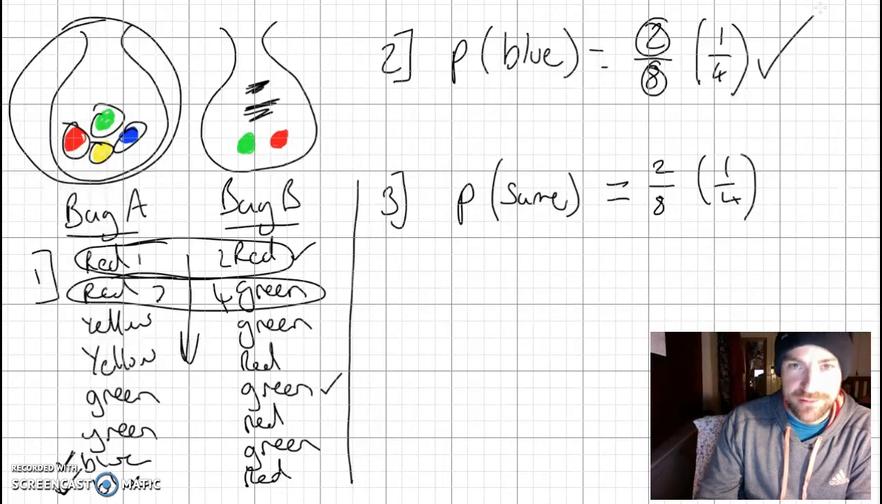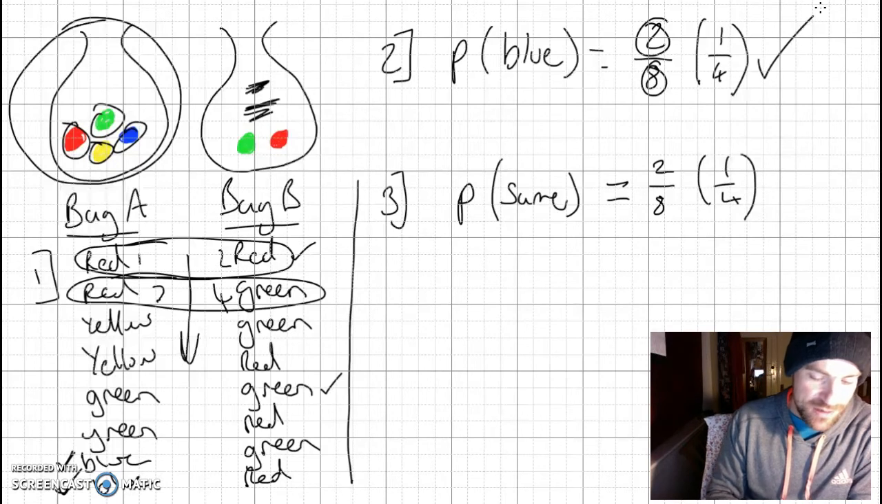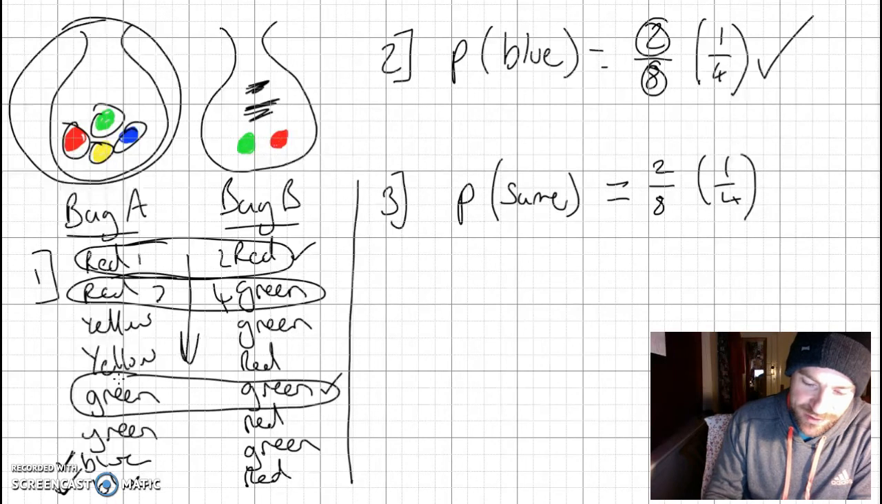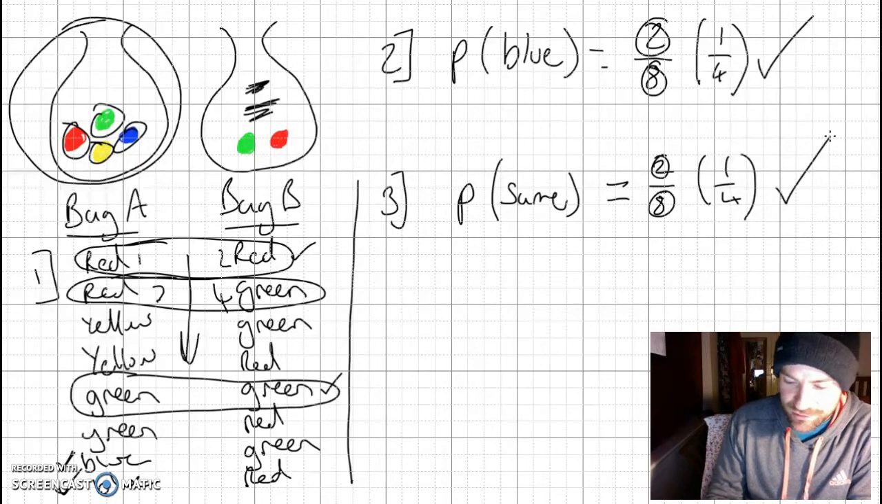Likewise, there's 2 combinations where we get both red, and this one here is where we get both green. So again, we have 2 out of 8, or a quarter.